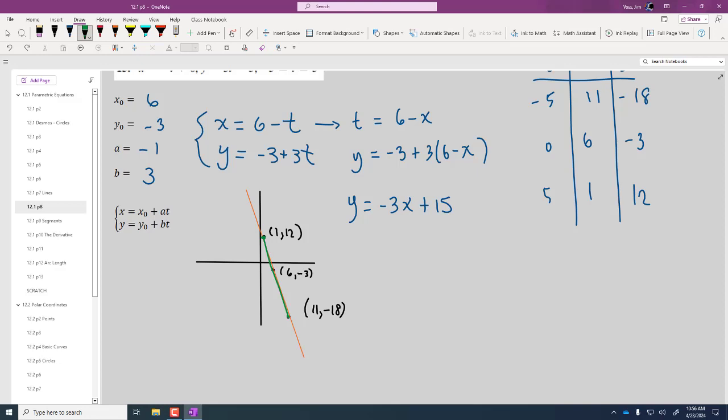So we started at 11, negative 18. So this is 0.1, and that's 0.2, that's 0.3. So we are going in the up direction. That'll be the orientation.